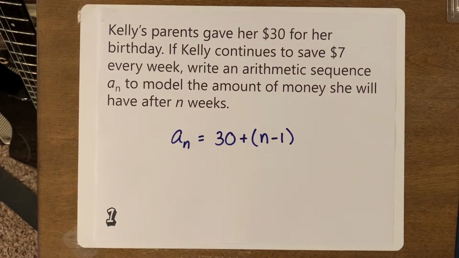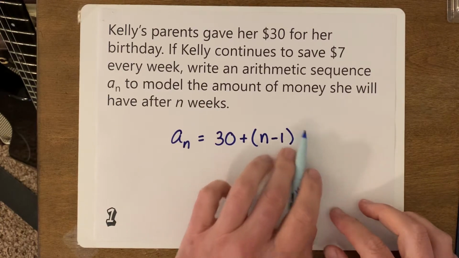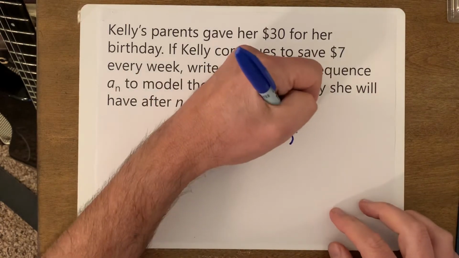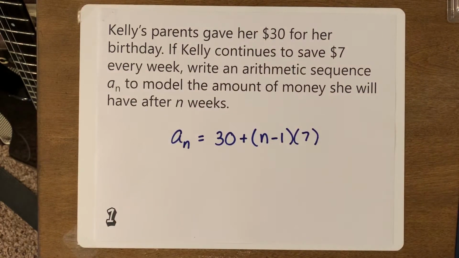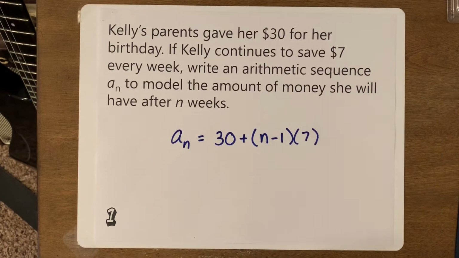And I know the word is difference, but if you're adding every time, it'll be a positive number here. And if you're subtracting every time going down, it'll be a negative number. Well, she's going to save $7 each week. And so that means I need to have a 7 right there. You can simplify this a little bit if you want to, but this is fine to leave it like this. And that is the sequence that we need for that example.